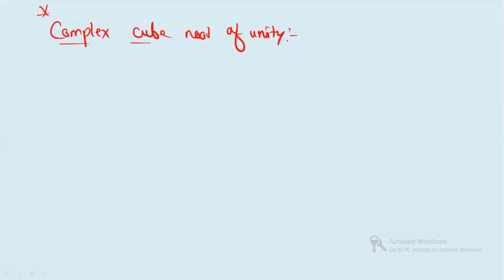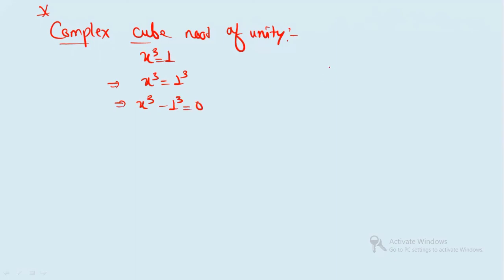Now we will see the last thing, that is the complex cube root of unity. That means you have to find the complex cube root of 1. Unity means 1, right? So if I consider x cube is equal to 1, clear? So x cube is equal to, I can write it as 1 cube, because 1 cube is what? 1.